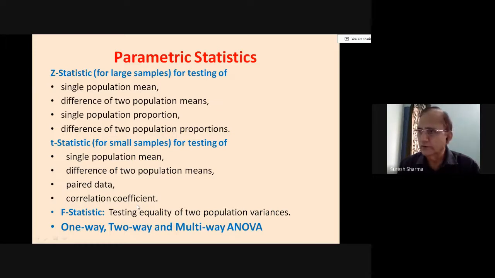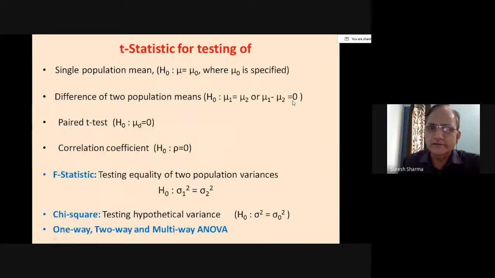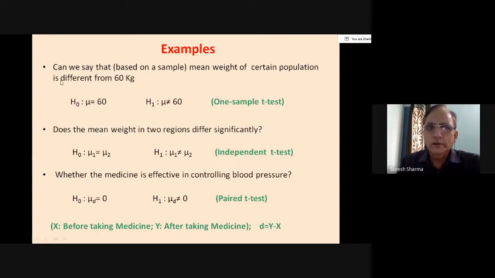The t-test is also used for checking the correlation coefficient. Then the F-test is used to test the equality of variances: H naught, sigma square equal to sigma 1 square equal to sigma 2 square, right? Then there is one-way ANOVA, two-way ANOVA. All this will be discussed. So let's take a practical example of one sample t-test, independent t-test, paired t-test.